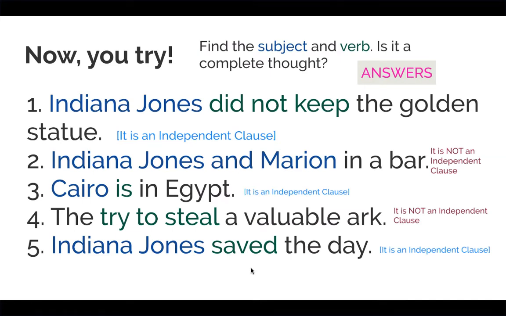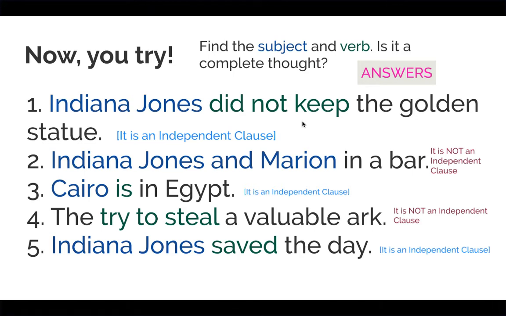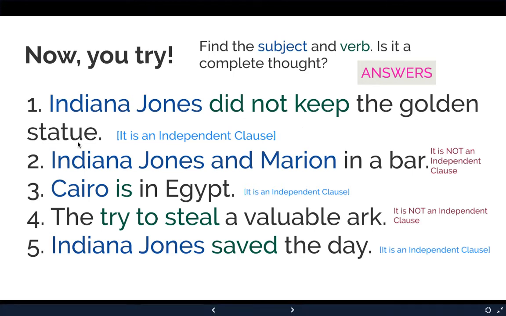Here are the answers. Number 1, Indiana Jones did not keep the golden statue. It is an independent clause. It's a simple sentence and it is a sentence by itself. Indiana Jones and Marion in a bar. There's a subject, but there's no verb. It is not an independent clause. It's a fragment or a mistake. Cairo is in Egypt. Cairo is the name of a city in Egypt, and it is an independent clause. There's a subject and a verb.